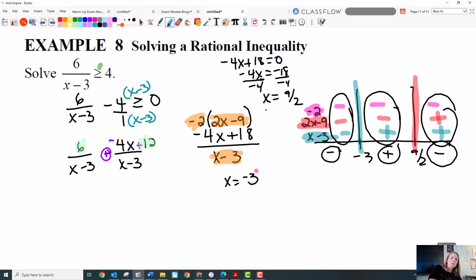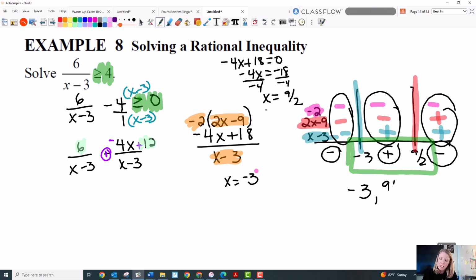Greater than or equal to 4. Oh, just kidding. Greater than or equal to 0. So I want positive answers. My positive answer is here. So I would say negative 3 to 9 halves.